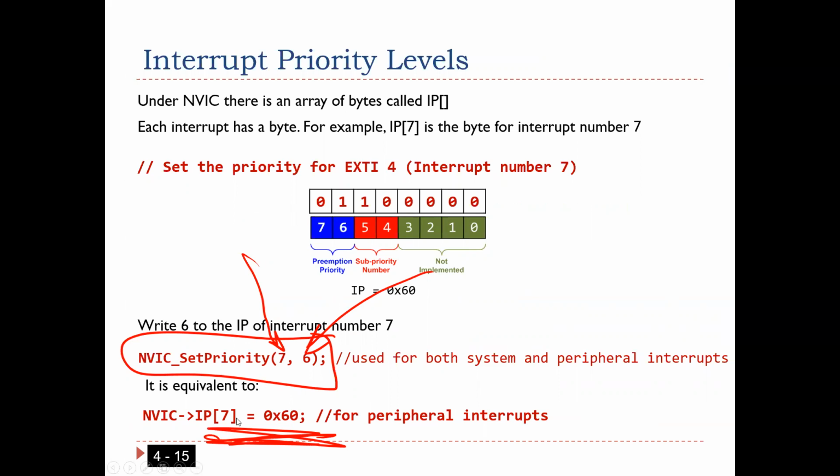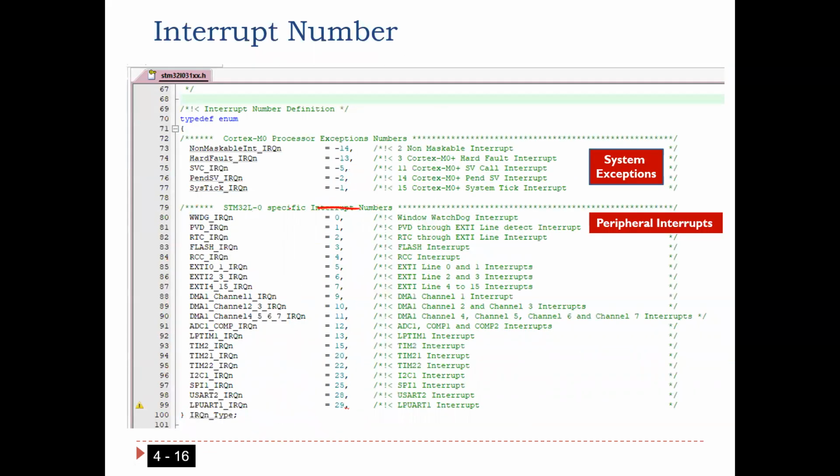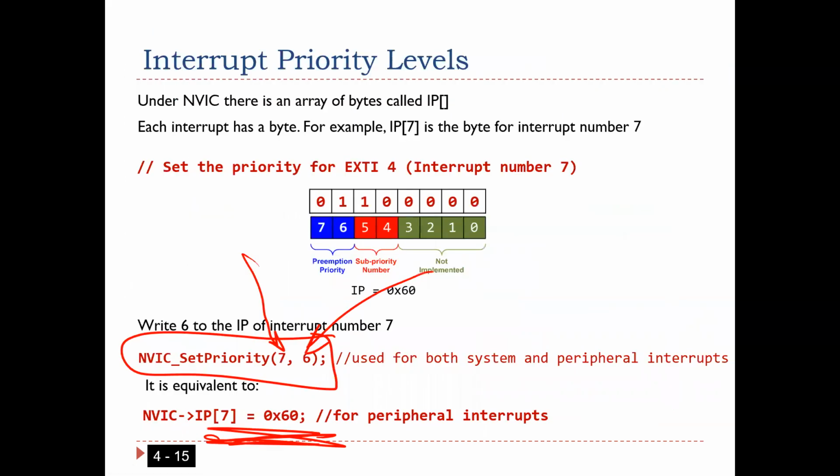So in this case, again, what you have to put here is the interrupt number, and the interrupt numbers are here for every source. These are different sources of interrupts. And then here you have to put the value, what value you want to put.